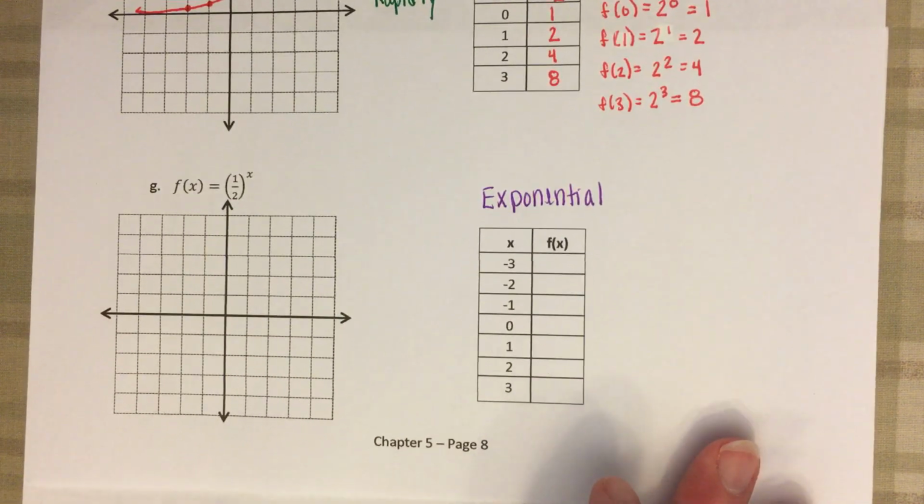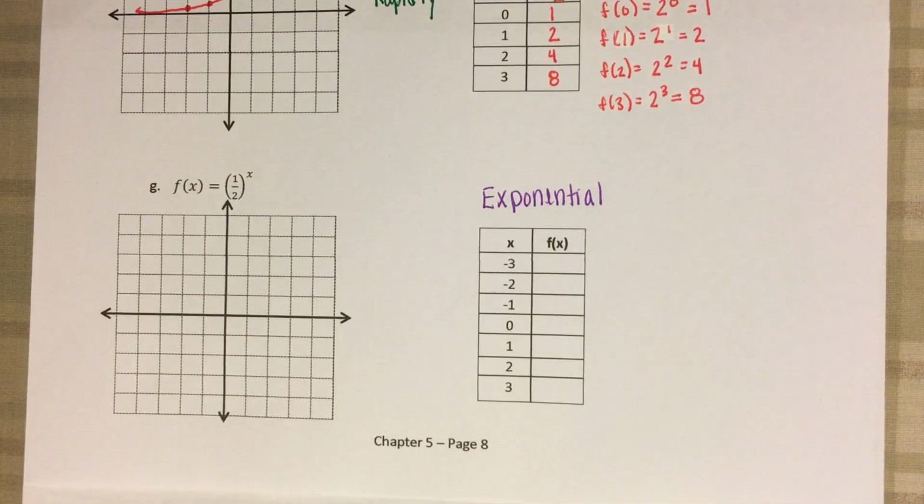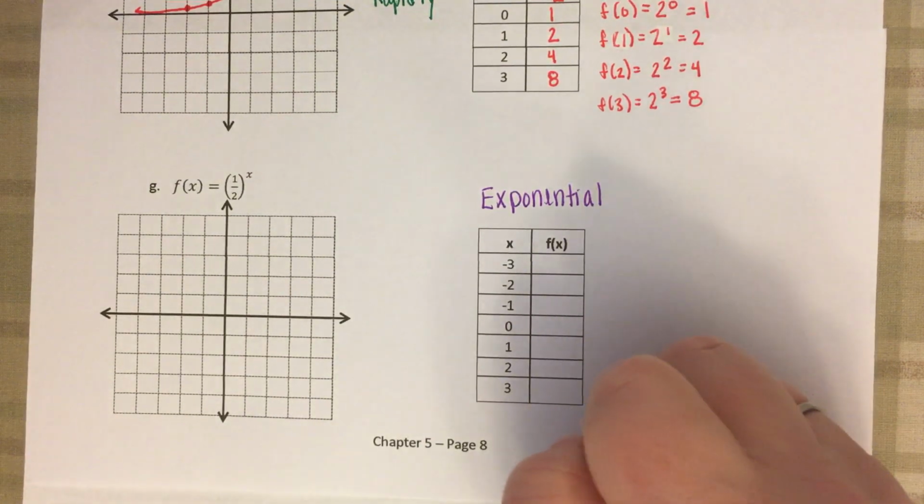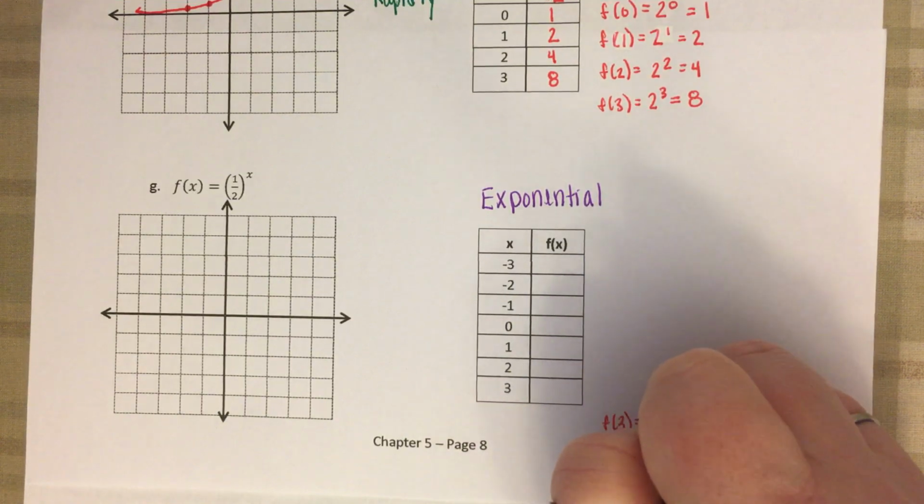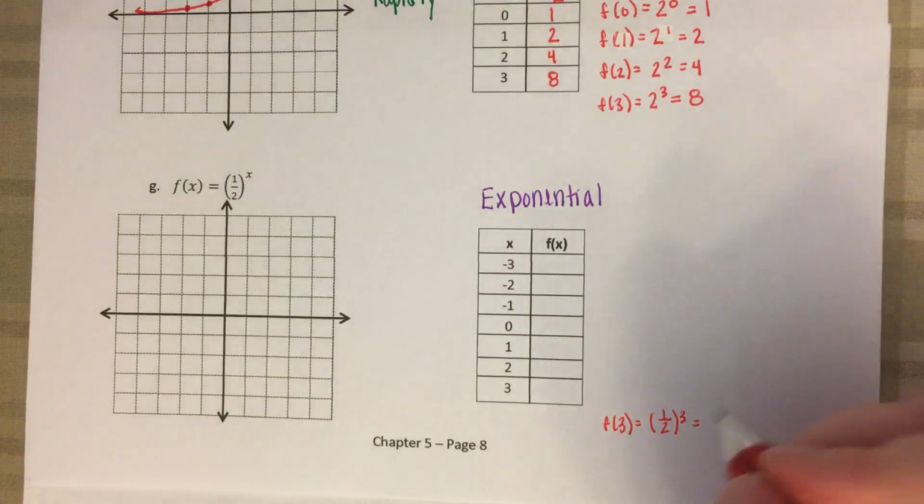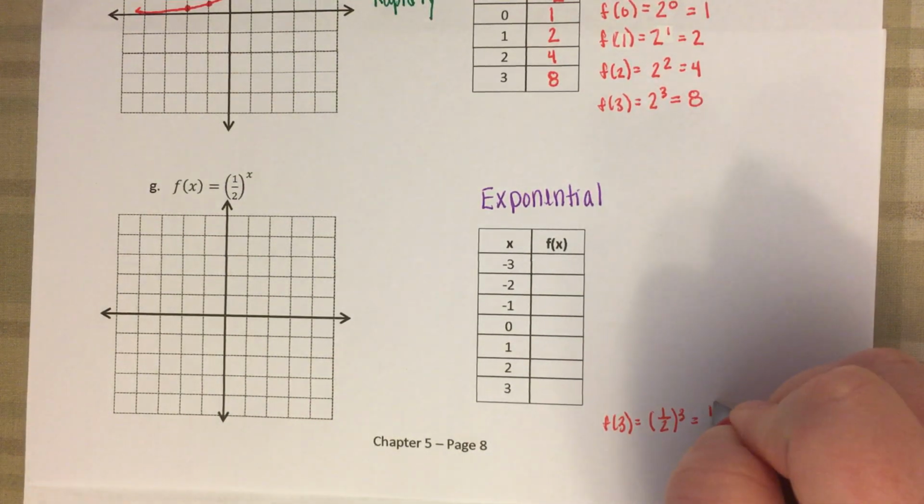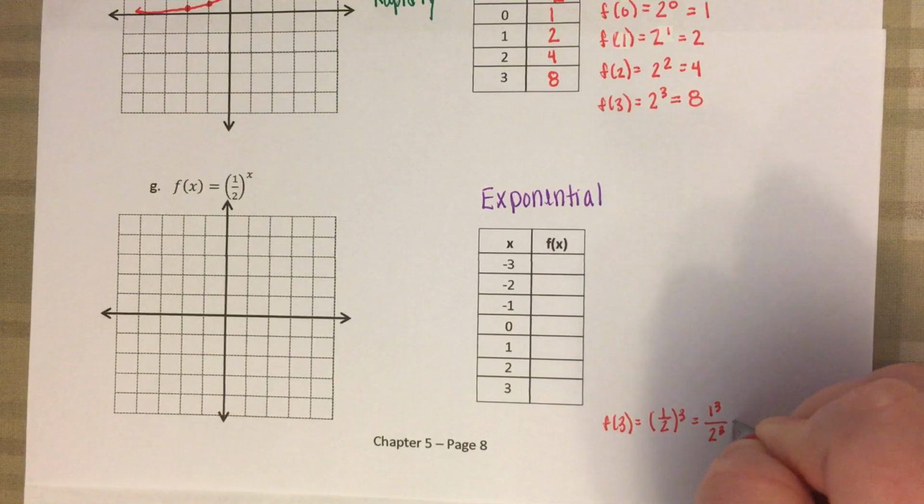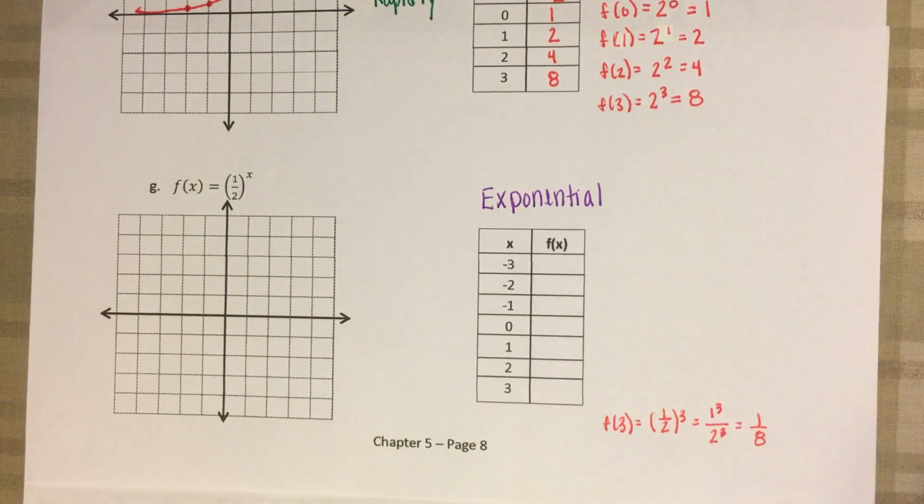Now to look at G, we're going to do the same thing, only this time notice that we have a fraction raised to an exponent. I'm going to start at the bottom and work my way up for values, so I'm going to start at f of 3. 1/2 to the 3rd power is 1 to the 3rd power over 2 to the 3rd power, which gives us 1 over 8.